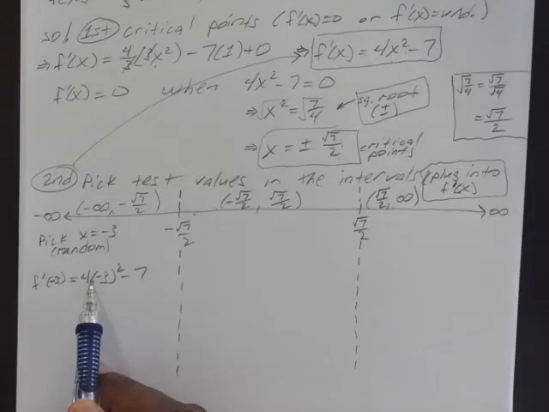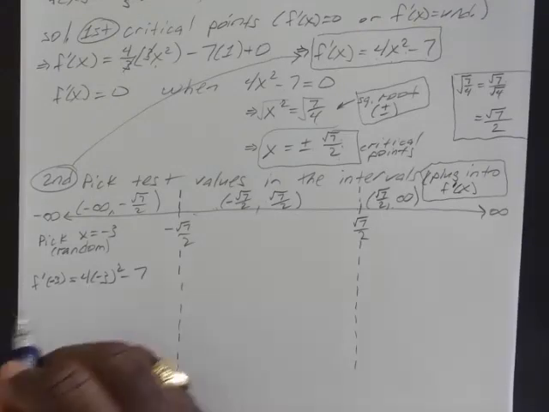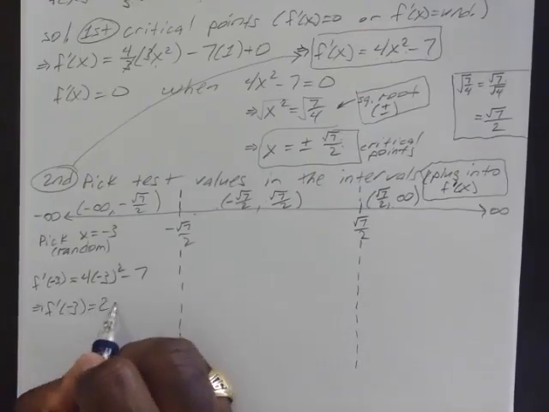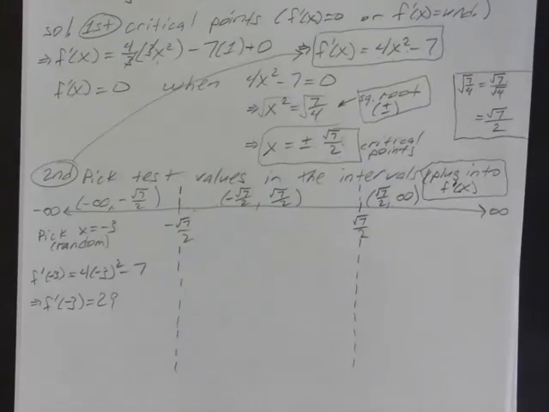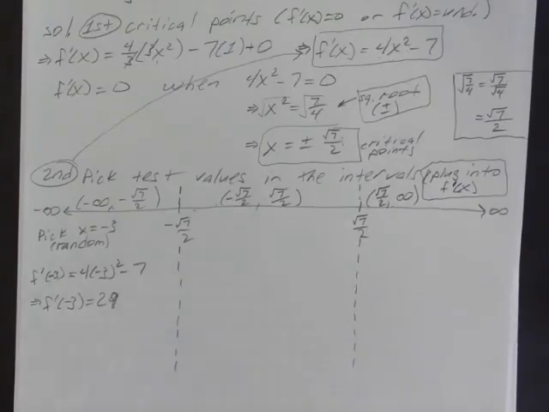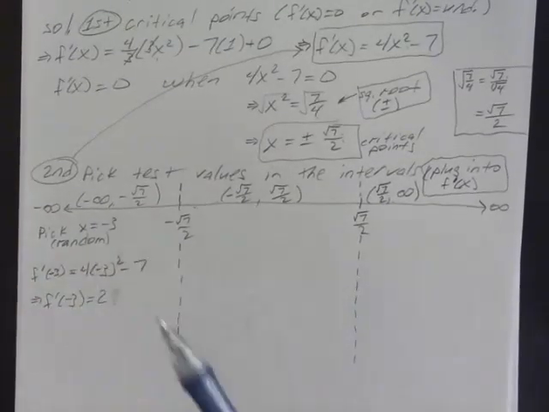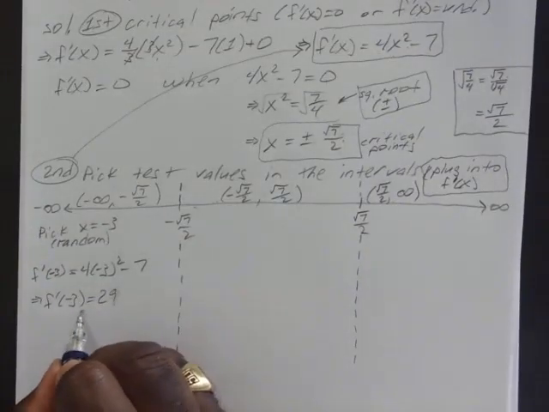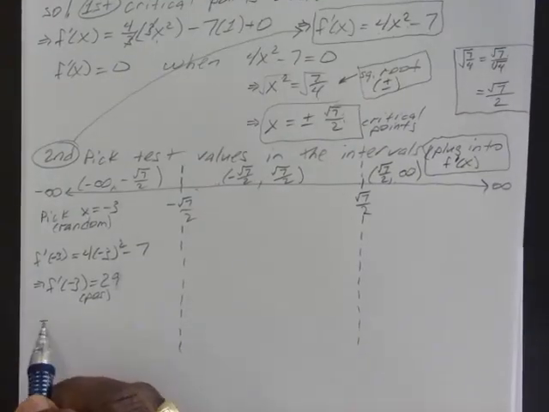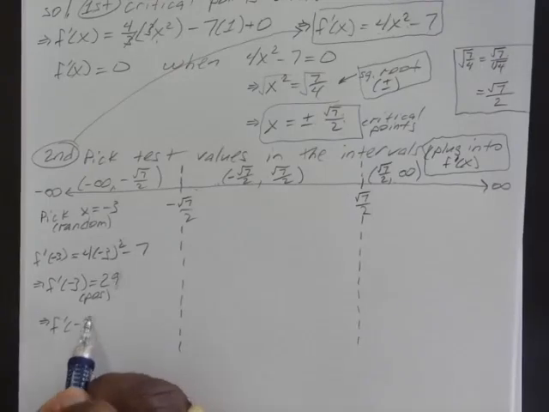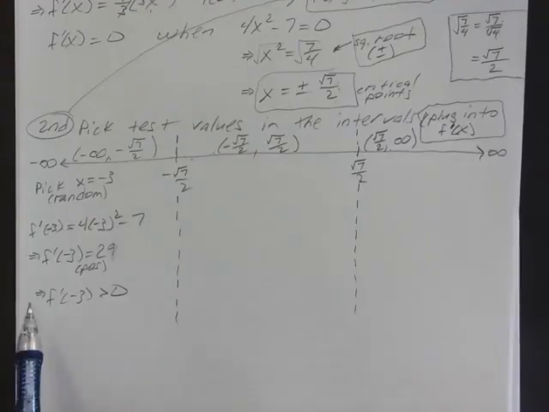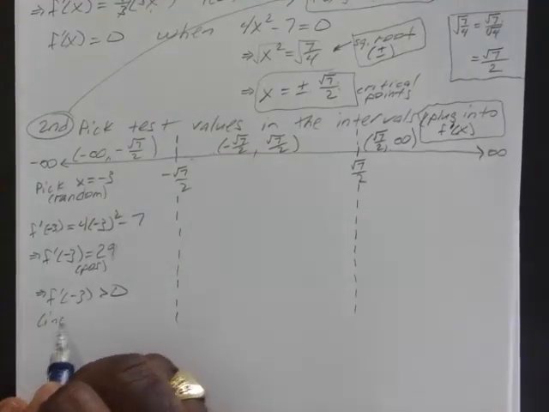Okay, so we have 9 times 4, which is 36, minus 7, which is 29. So the derivative at negative 3 is equal to 29. We don't care so much about the value. We just care about the fact that it's positive or negative. Okay, so we know that this is positive, which means that f prime of -3 is greater than 0. So that tells us that for this interval, it's increasing.